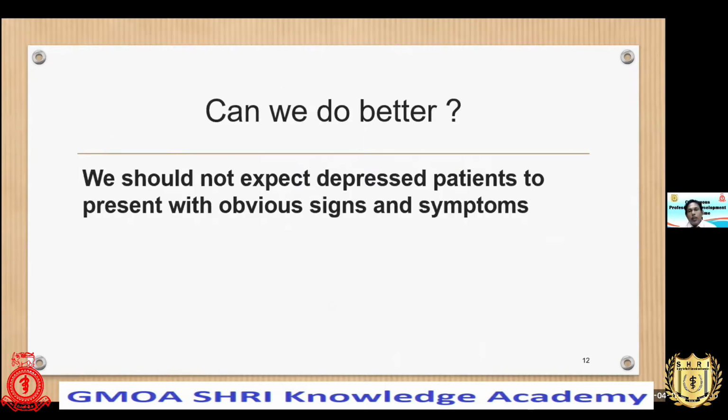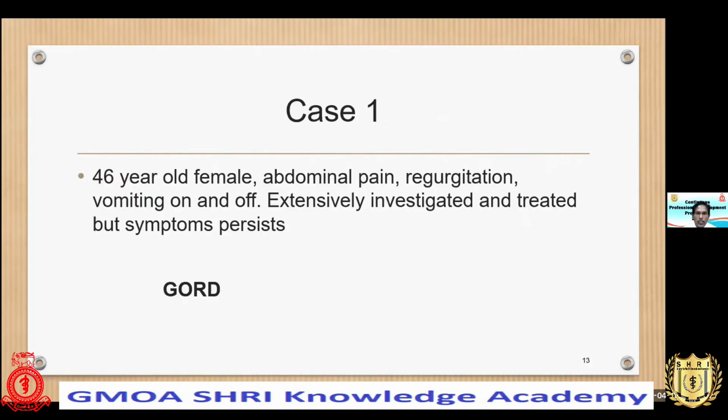So how can we do better? This is what we all have to learn after knowing a few facts about depression and suicide. We should not expect a depressed patient to present with obvious signs and symptoms, like the ICD-10 or DSM-5 criteria we learned in medical school or later on. We should not expect people with depression to come and say those 3 classical features or the minor features of depression. No, they won't.